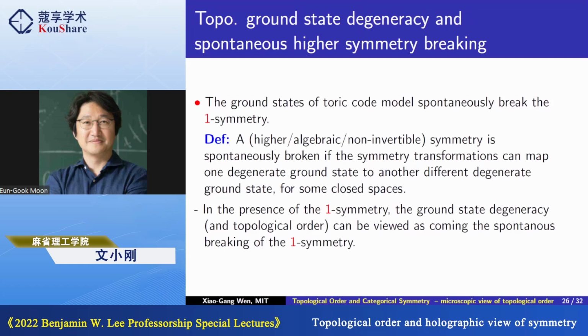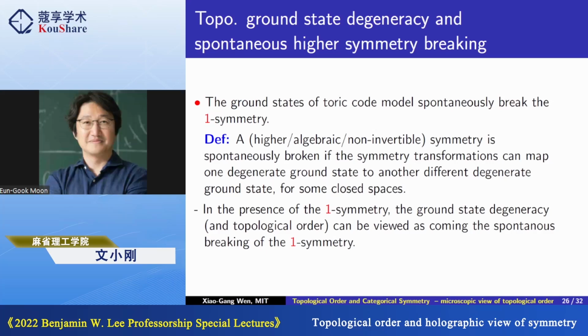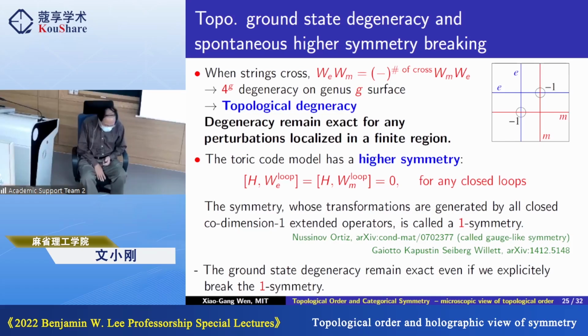So one common way to understand this topological order state is to use the parton description with gauge symmetry. But the last line of the previous slide means that if I do not have gauge symmetry, topological orders are still well defined. There are several issues here.